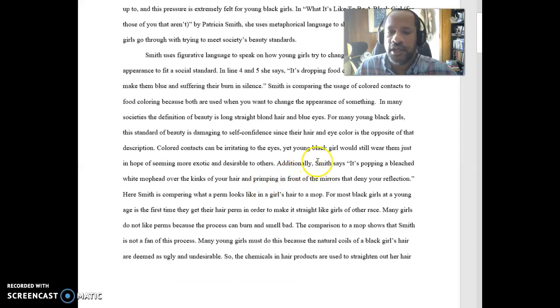And then additionally, Smith says it's popping a bleached white mop head over the kinks of your hair and primping in front of the mirrors that deny your reflection. Here Smith is comparing what a perm looks like on a girl's hair to a mop, right? Oh, so we're making a comparison between that hair and a mop. And so that's what we're looking at here, this kind of development to go through and actually explain this is what the metaphor is, this is what the comparison is, and here's how that comparison helps us understand the larger idea that we're trying to get to.